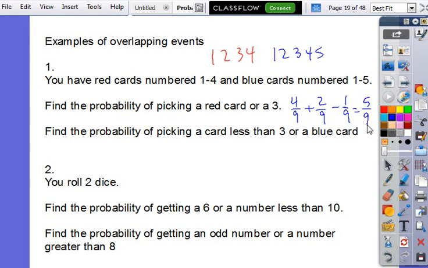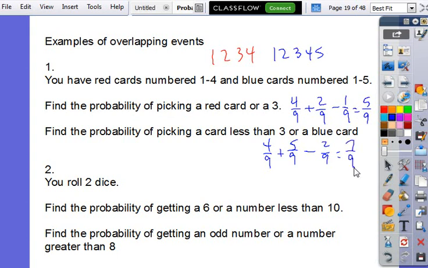Alright, what would be the probability of picking a card less than 3? 4 out of 9. Yeah, there's 2 on the red and 2 on the blue, so that's 4 out of 9. Or a blue card, which would be 5 out of 9. And then minus 2 out of 9, because it needs to be a card less than 3 and blue. There's 2 of those. Everybody good with that? Card less than 3, there's 4. Blue card, there's 5. So then I ask, can it be less than 3 and blue at the same time? Yes, there's 2 of those. That winds up being 7.